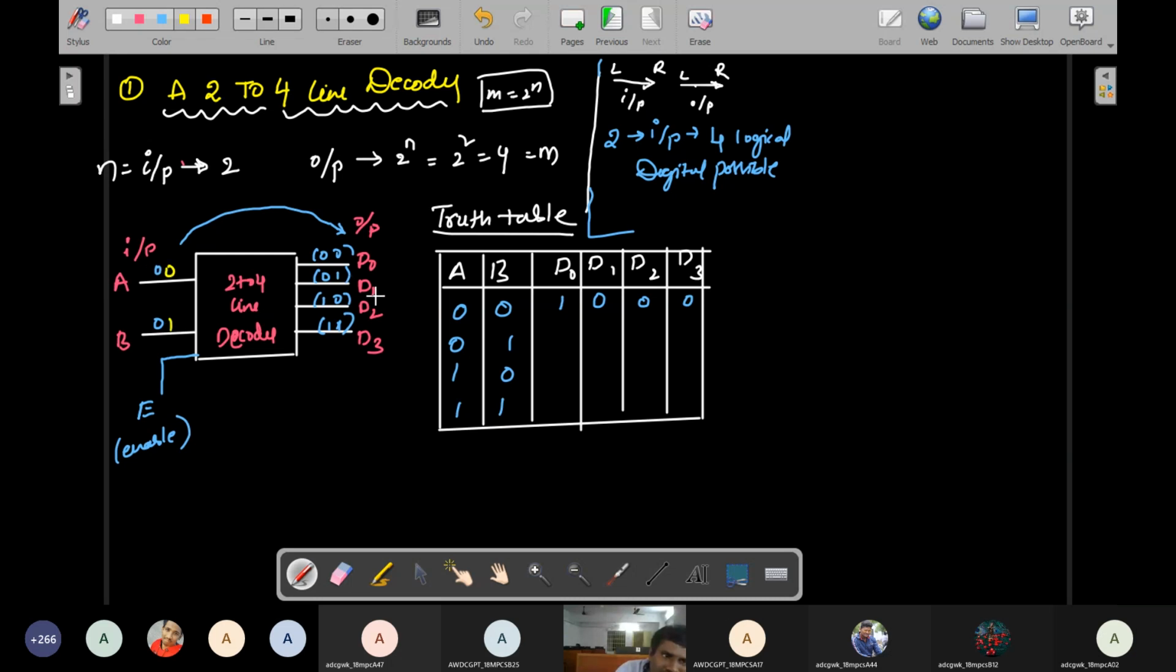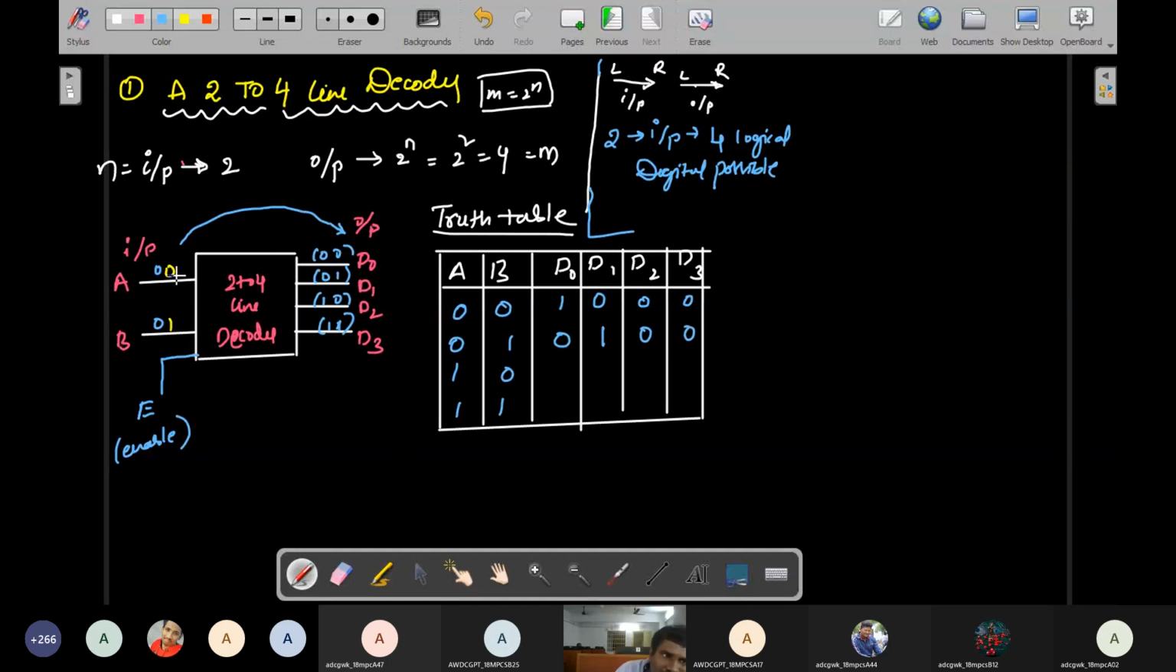The 0 1 state is represented by the D1 terminal. So now your input data is decoded at the D1 terminal. Only the output D1 is activated, remaining all are switched off. That is, remaining all 0, only D1 will be activated. So therefore you can write this as 0 1 0 0.